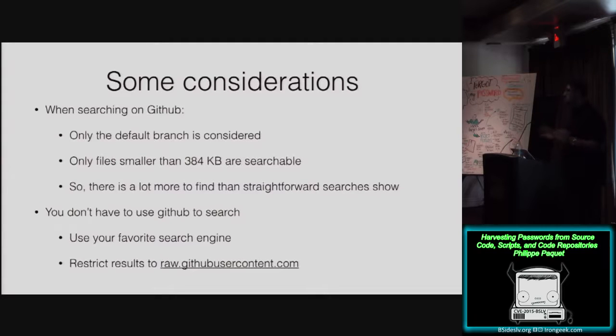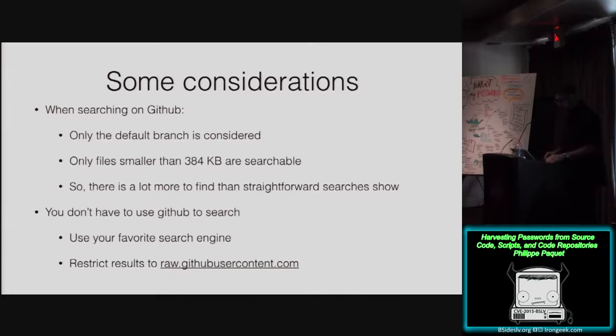When you're doing just a search on GitHub, only the default branch is considered. So if someone is branching and putting some password there, you're not going to see it. If it's a very large file, you're not going to see it. So there's a lot more that you can find than simple searches are going to show. One way to search on GitHub without actually using GitHub is just to use a search engine like Google. You just need to restrict the domain to the GitHub raw content domain, and you're going to be able to search with expressions that are a lot more sophisticated than what GitHub is going to provide you.